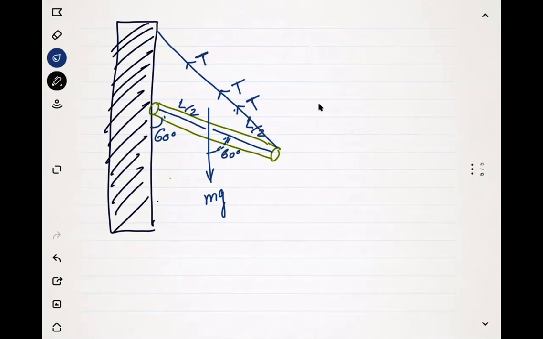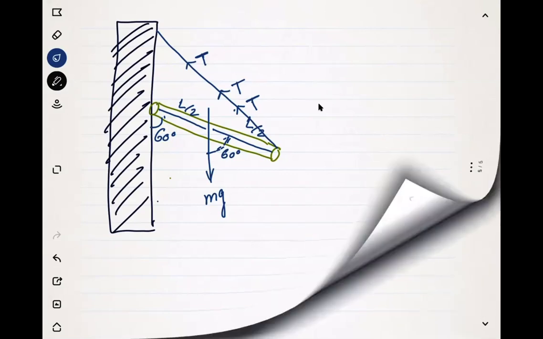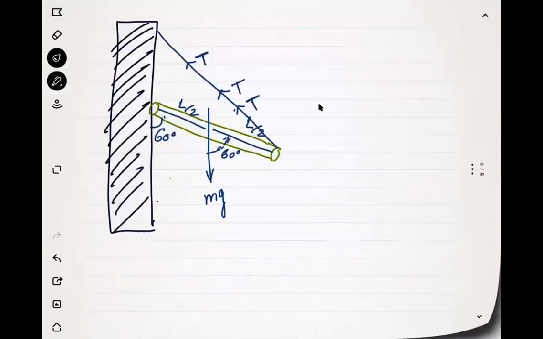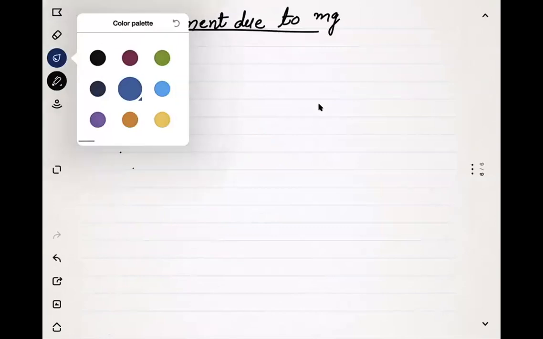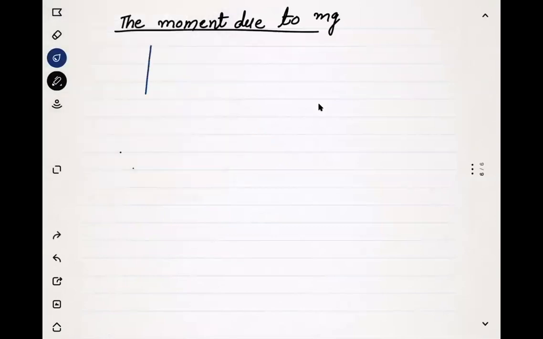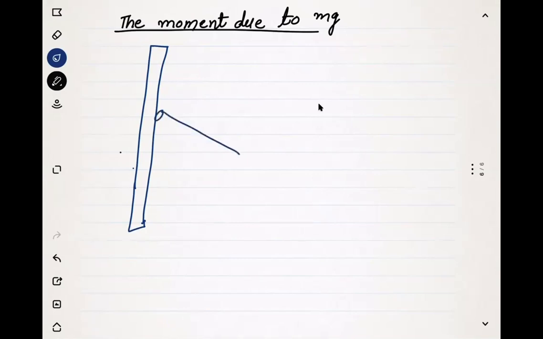Now let's calculate the moment due to the weight and moment due to the tension individually. For example, if we want to calculate the moment due to mg, so we'll calculate the moment due to mg. That would be, this is the wall, if this is the wall, and here you have, these are the two ends of the rod.